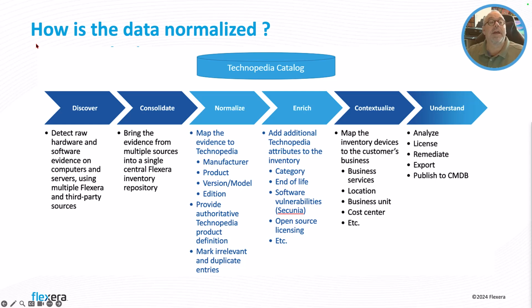Now that we have enriched and normalized the data, it can be enhanced by adding business context data. Contextualized data maps inventory devices to business data, adding things like business services, location, business unit, cost centers, and many more. Now that our data has been normalized, enriched, and contextualized, we can start to understand the environment. Understand allows you to analyze, license, remediate, export, and publish to CMDB the normalized, enriched, and contextualized data.